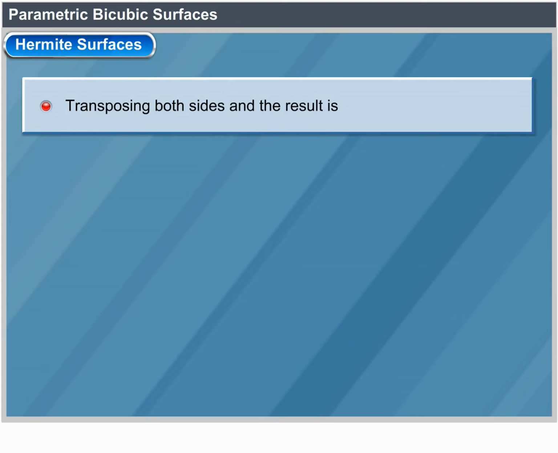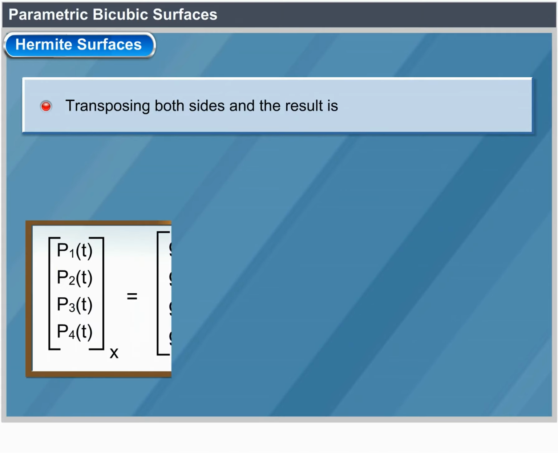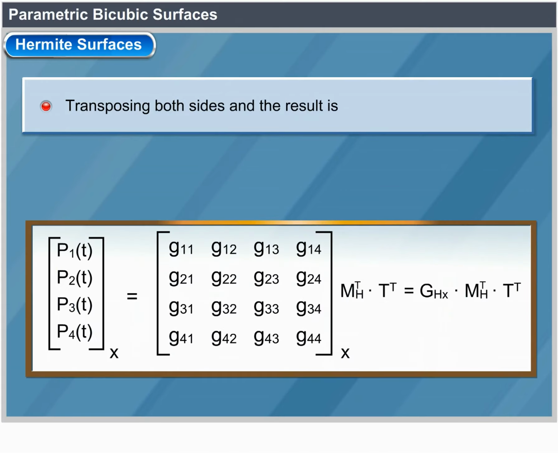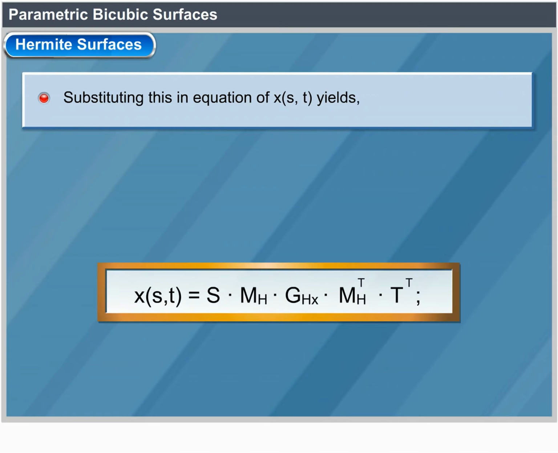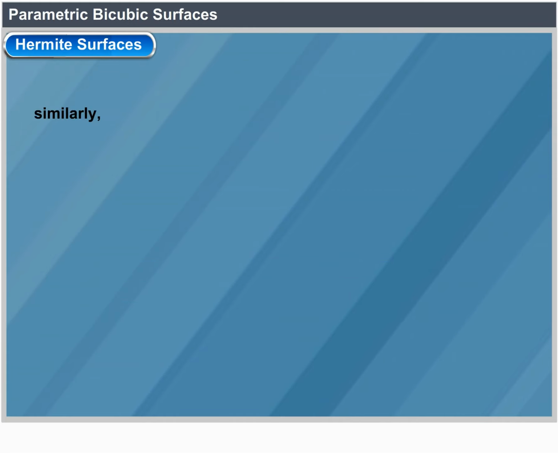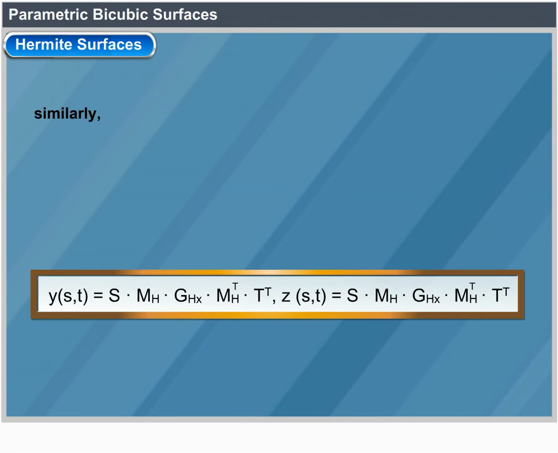Transposing both sides, the result is as follows. Substituting this in the equation of x(s, t) yields x(s, t) equals S M_H G_H M_H^T T^T. Similarly, y(s, t) and z(s, t) are given by the equations shown.